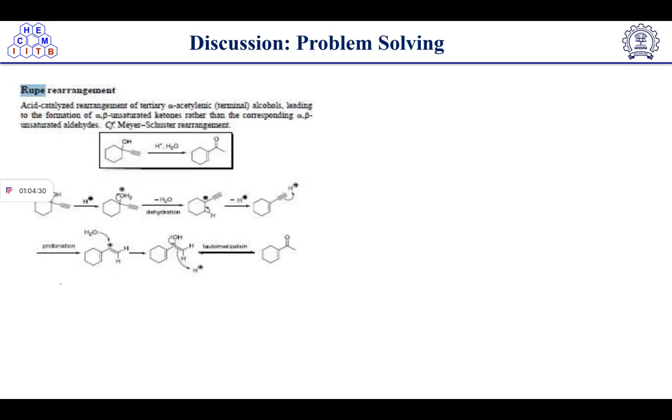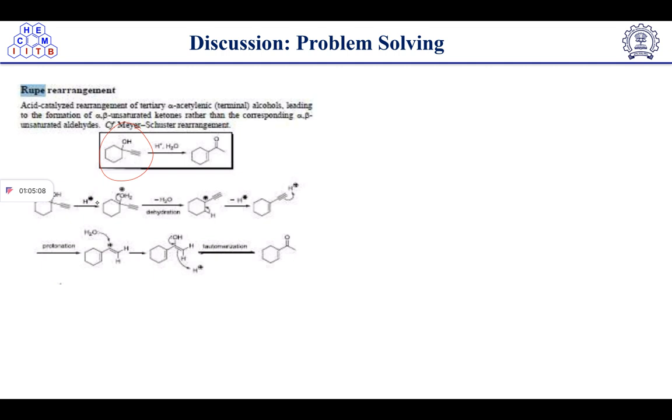Okay. So next is the Rupe rearrangement. I think this one you have not heard. So the Rupe rearrangement is the acid catalyzed rearrangement of tertiary acetylenic alcohols. Here we can see this is a tertiary acetylenic alcohol, leading to the formation of an alpha beta unsaturated ketone rather than the aldehyde.